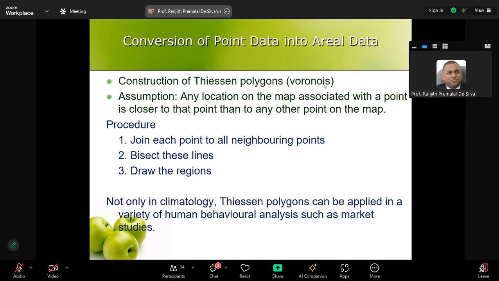This is actually called Voronoi. When you put it in plural, you might say Voronois, but the S should not be there. We call it Voronoi diagram. And what it says is, when we identify Thiessen polygons, we identify polygons for points.